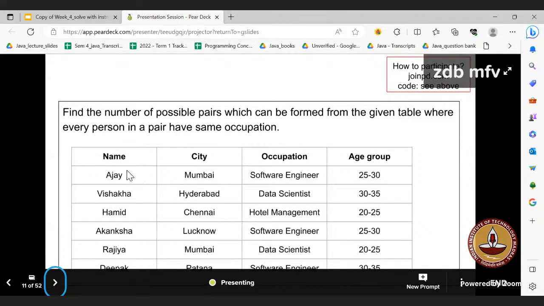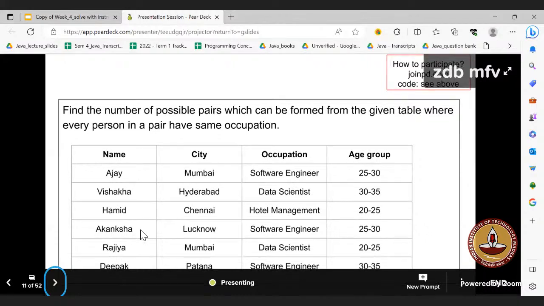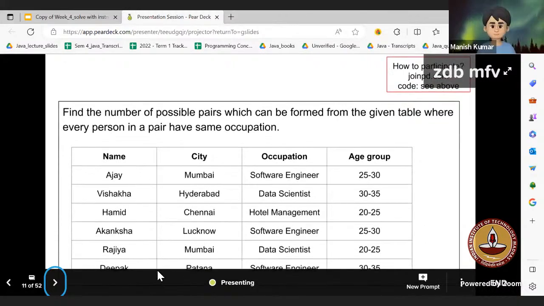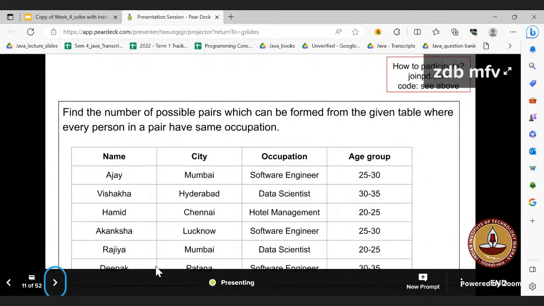Other than that, Ajay and Akanksha will be a pair, and also Ajay and Deepak. Akanksha and Deepak will be a pair. Then Vishaka and Rachya are also a pair.